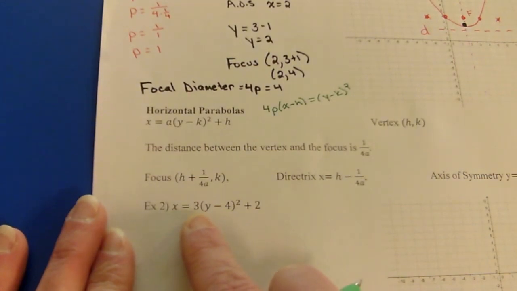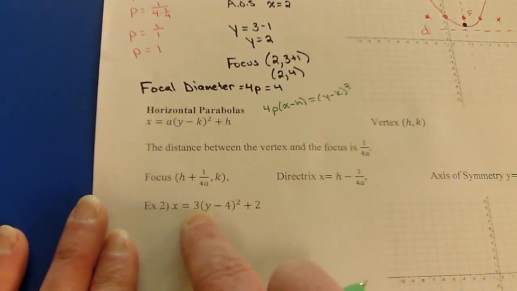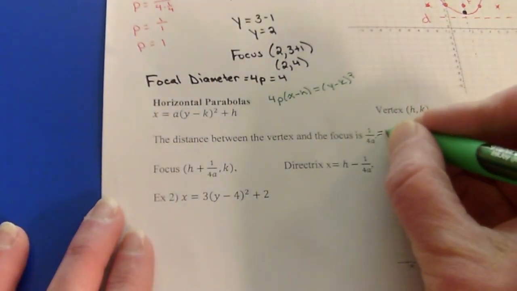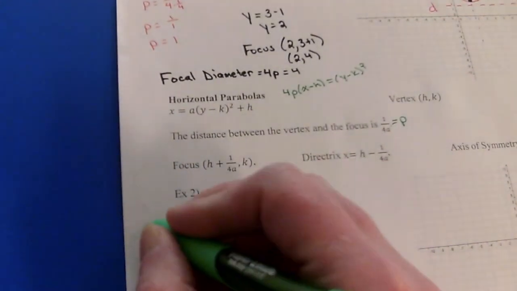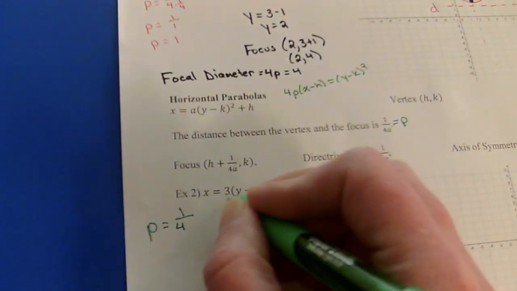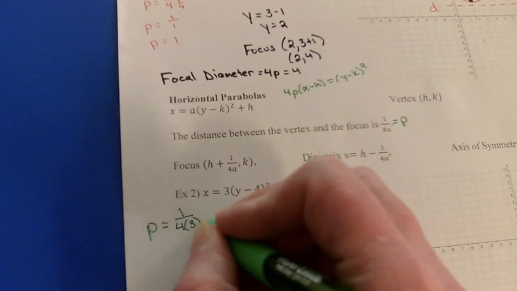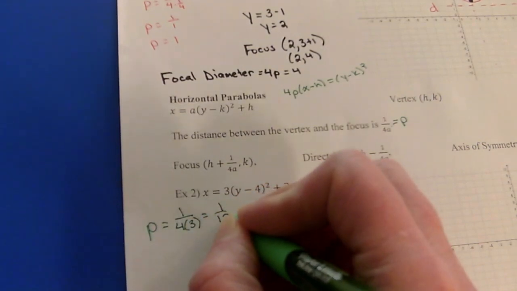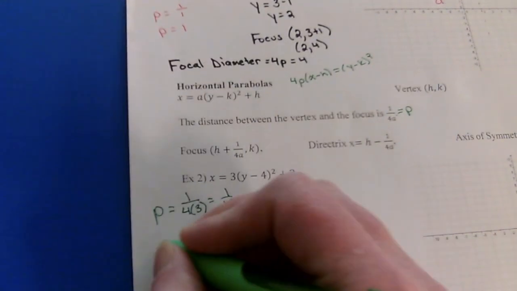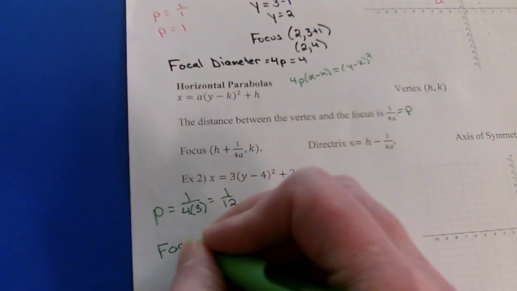On this one, it's a lot easier to use this 1 over 4a to get me my distance, which is p. That's p. So p is 1 over 4a. a is 3. So my p is 1/12. I'm going to go ahead and find my focal diameter.